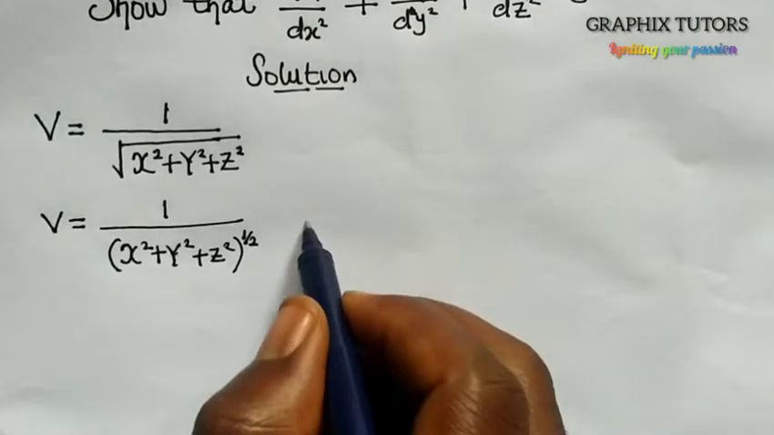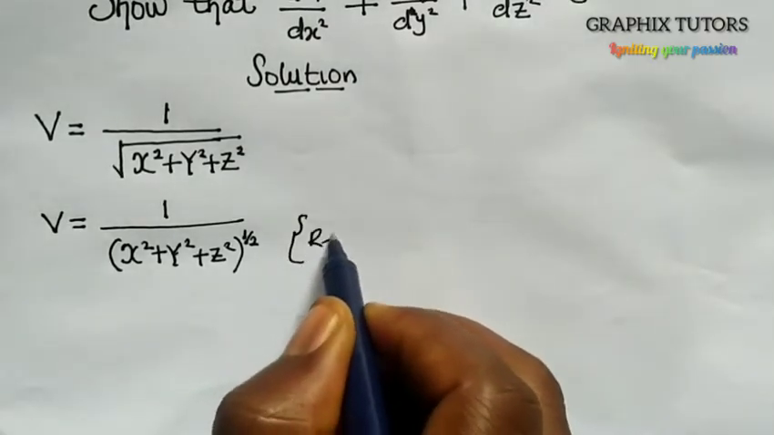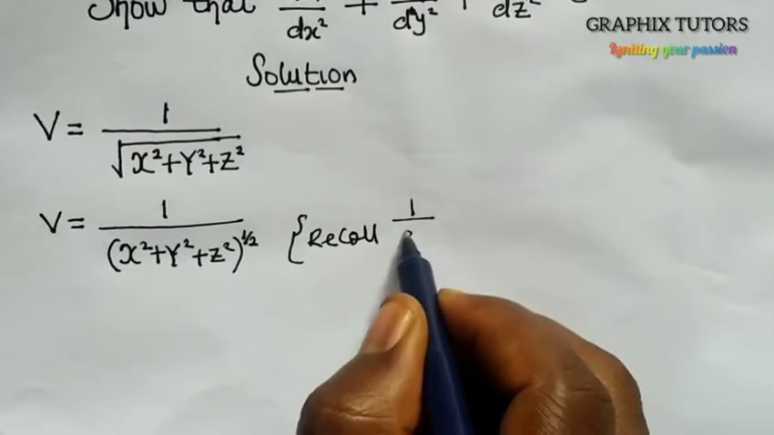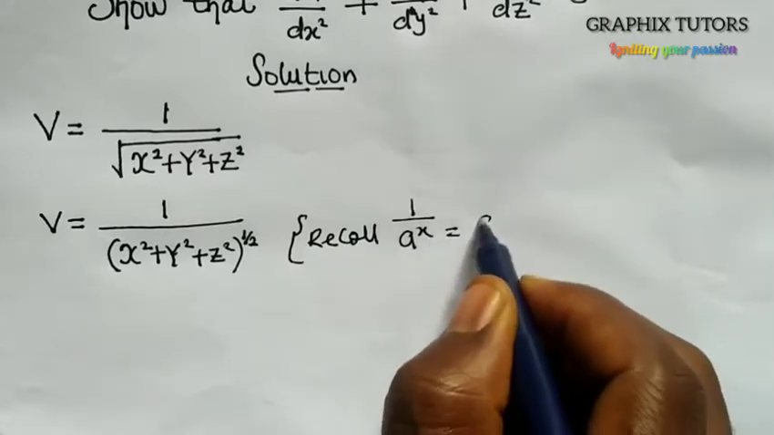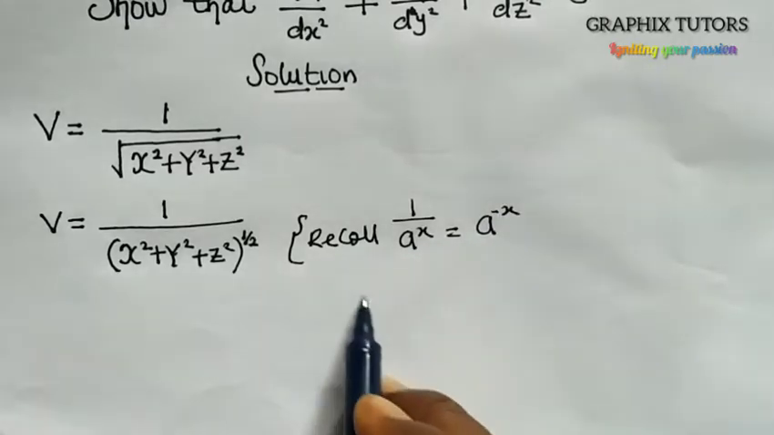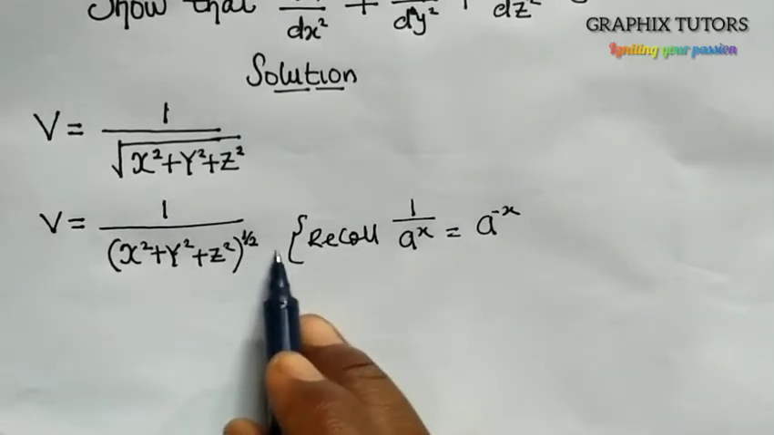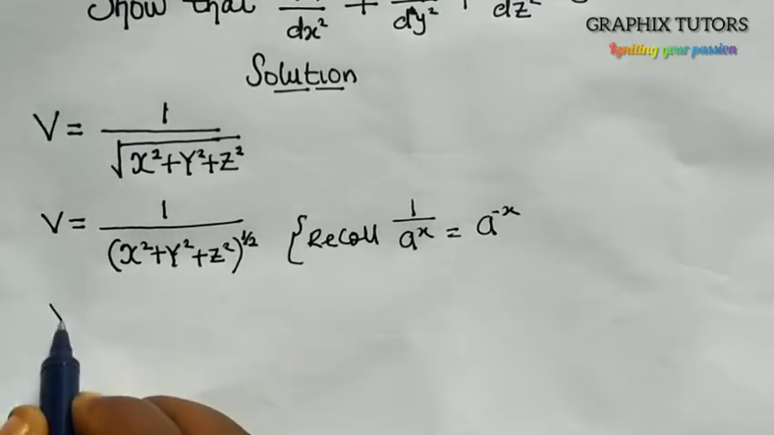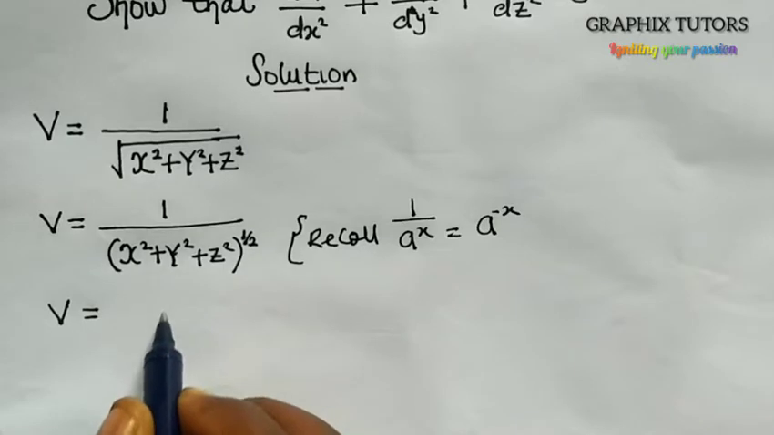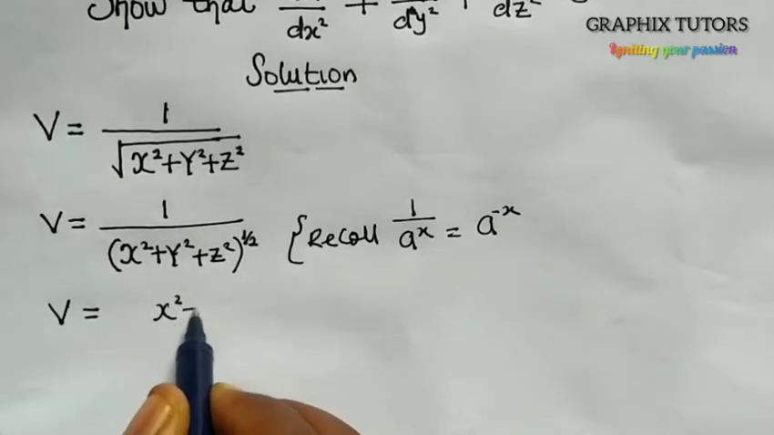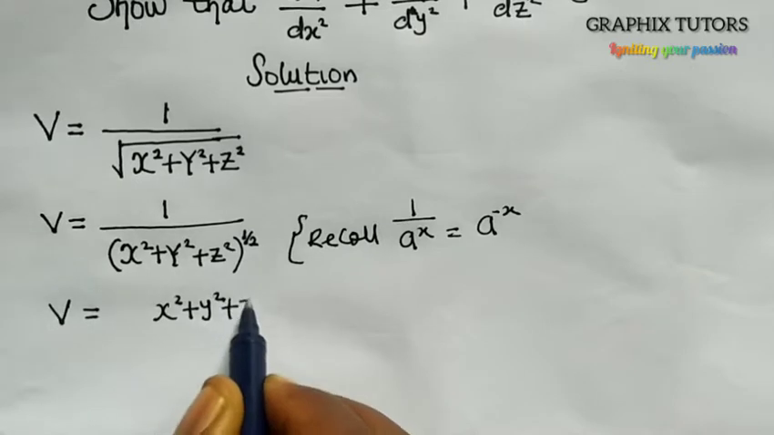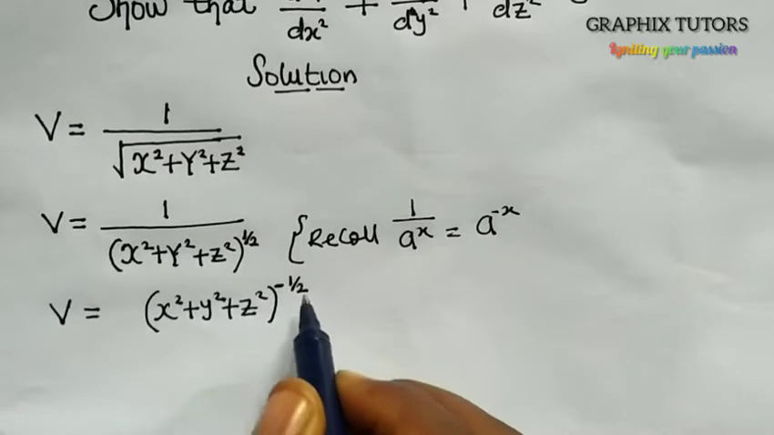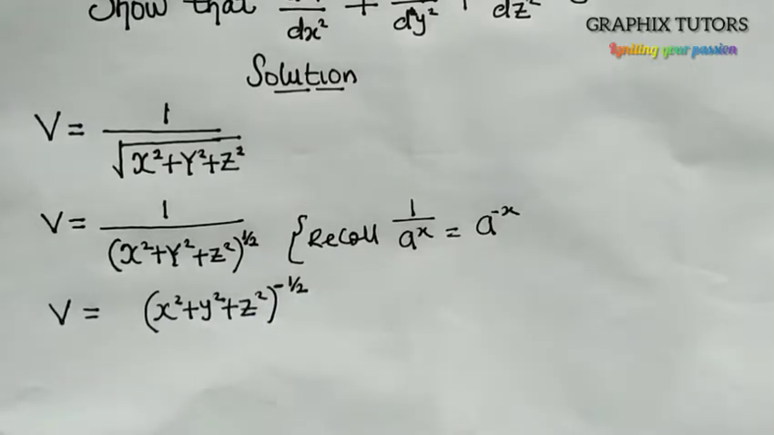Right? Because recall, 1 over a to the x is equal to a raised to the power minus x. So that is how it is. The power will have a negative sign. So from here, this will now give us v equal to x squared plus y squared plus z squared raised to the power of minus 1 over 2.